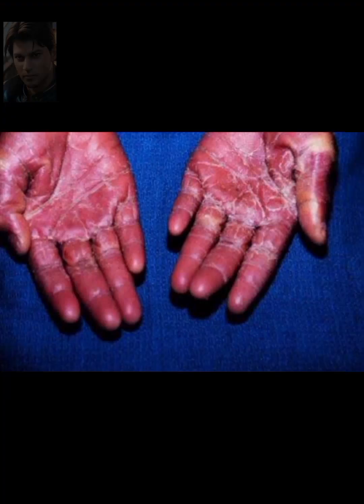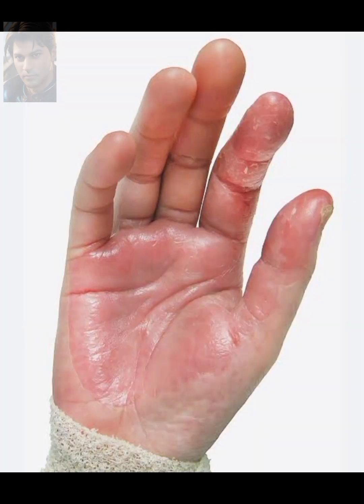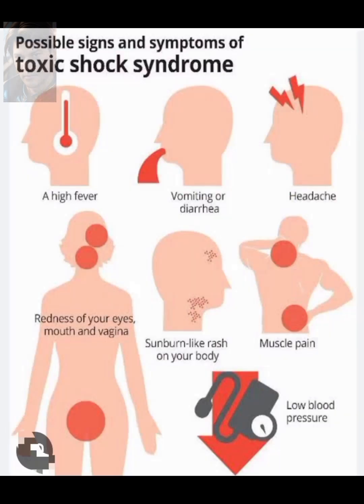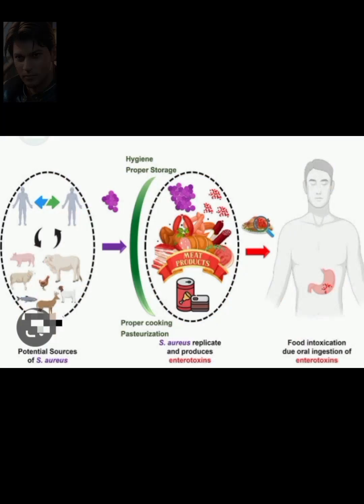Toxic shock syndrome caused by TSST-1 occurs within 5 days of onset of menses in young women who use tampons. The clinical findings are abrupt onset of high fever, vomiting, diarrhea, myalgias, rashes, and hypotension with cardiac and renal failure. Here we can see the possible signs and symptoms of toxic shock syndrome.